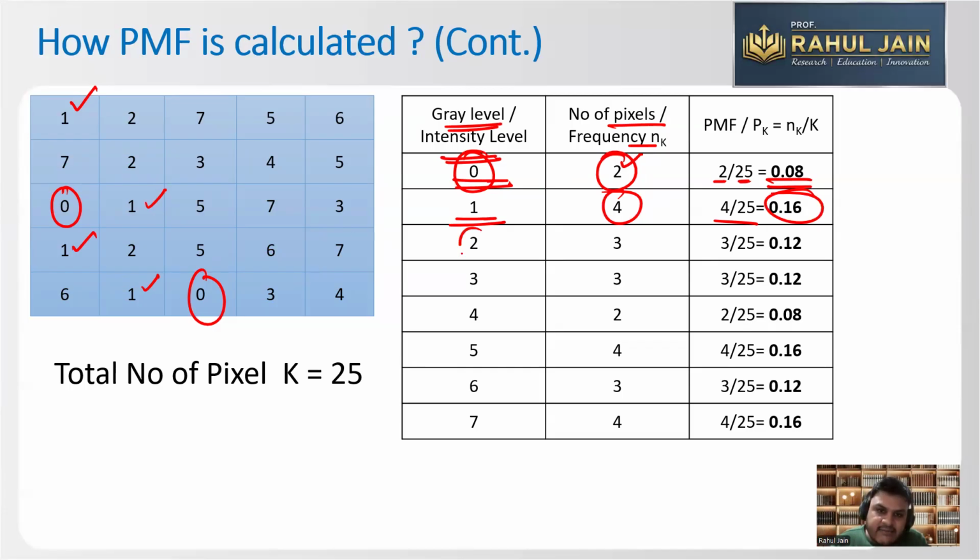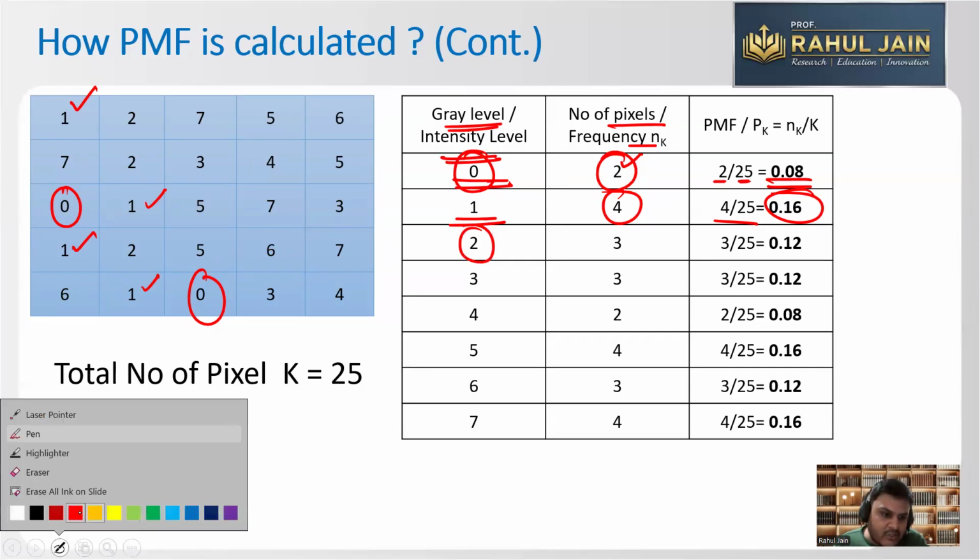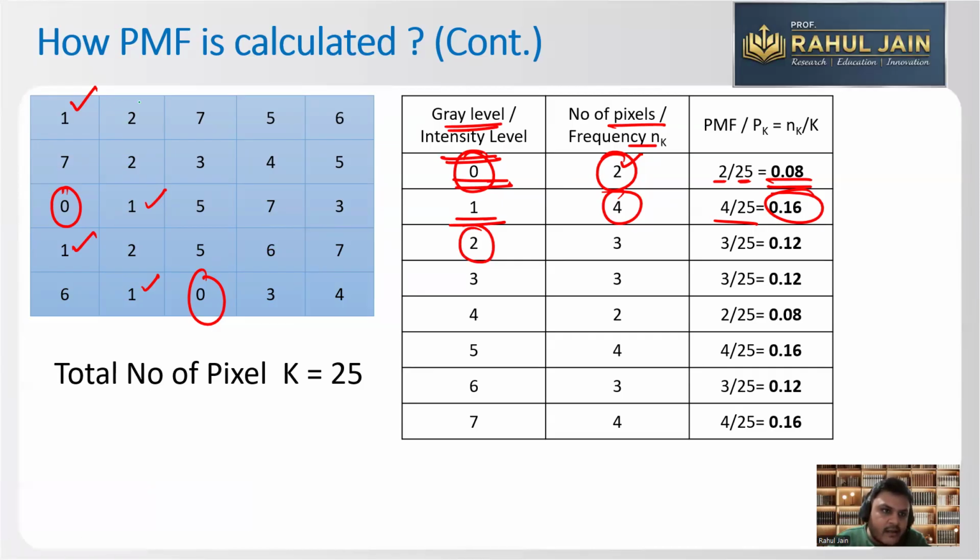Similarly, for intensity level 2, one occurrence here, two occurrences here, the third occurrence is here. Total 3 times. The frequency of intensity level 2 is 3. Divide by the total pixels, 25. So 0.12.